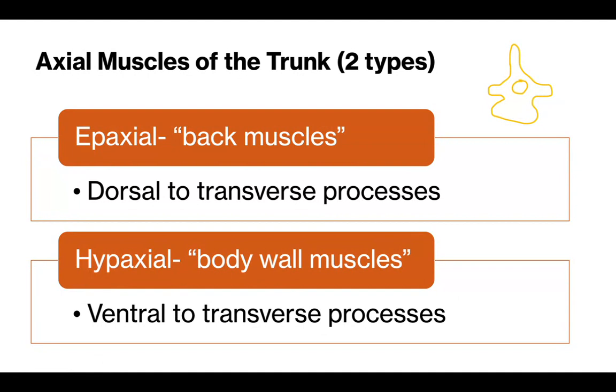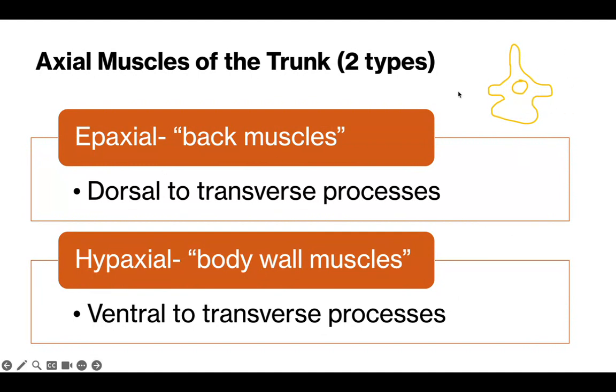All right, so ways to determine between epaxial and hypaxial. Epaxial, these are considered to be your true back muscles, and then hypaxial, these are more of body wall muscles. Epaxial can also be described as muscles that are dorsal to the transverse processes of the vertebrae, whereas hypaxial are going to be ventral to the transverse processes.